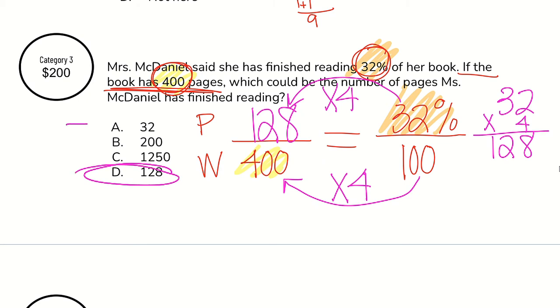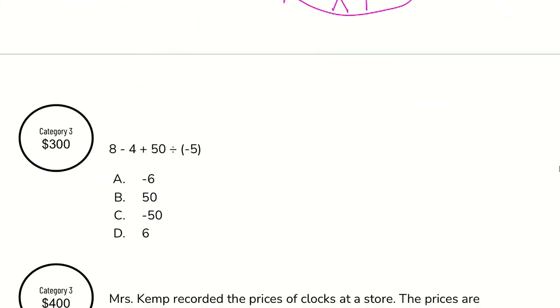And I see this answer right here, 32. That's not going to be our answer. Never just pick whatever the number of the percent is. Percent's not the number. And would C be reasonable? Would the part she read be more than the whole book? No! Silly answers. Get rid of them.